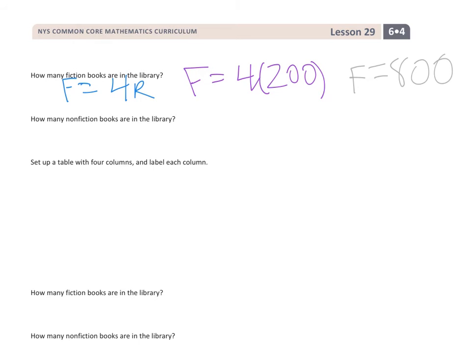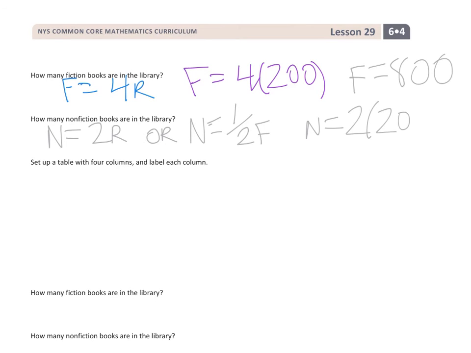How about nonfiction? Well, if we look at our tape diagram, we know that nonfiction equals 2R, or we could also say it equals half of F. So either way, we could do N equals 2 times 200. So N, nonfiction books, equals 400.